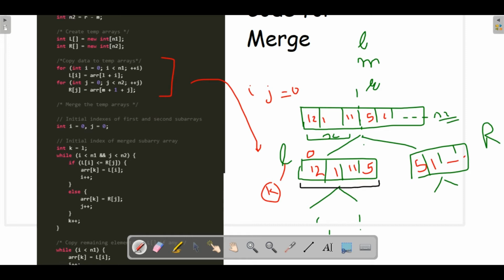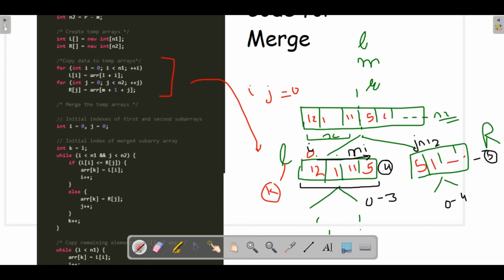See, now this is your n1, and this is your n2, right? i would start from here and j would start from here. It would traverse while i is less than n1. See, i is 0, 1, 2, and n1 is 1, 2, 3, 4. So the size is 4, and in this one it might be, say, 5. So your i would start from 0 to 3, and here j would start from 0 to 4.